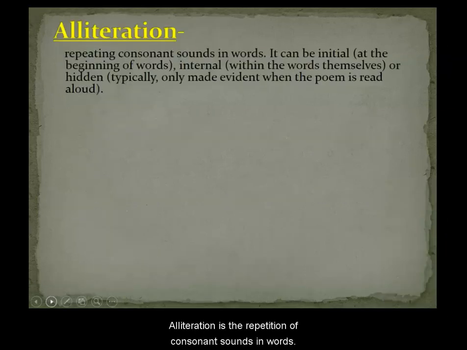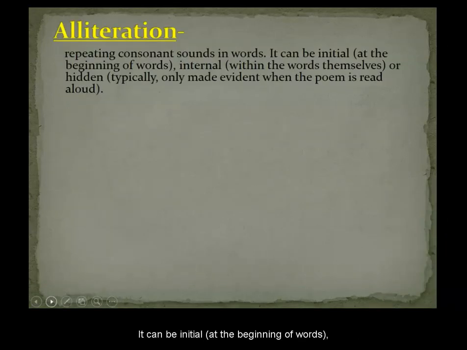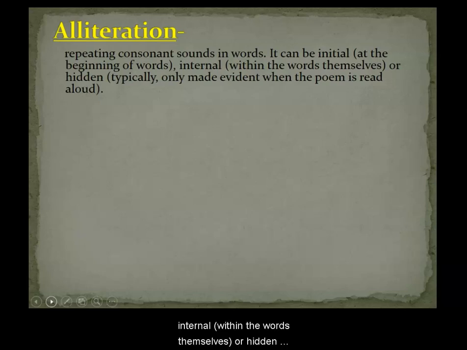Alliteration is the repetition of consonant sounds in words. It can be initial, at the beginning of words, internal, within the words themselves, or hidden, typically only made evident when the poem is read aloud. The effect of this repetition all depends on the sound that is being repeated.